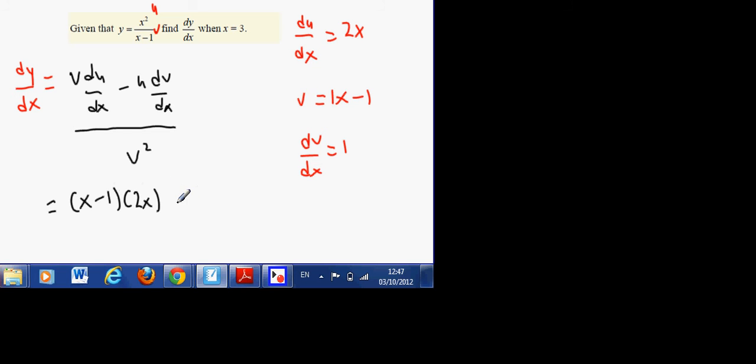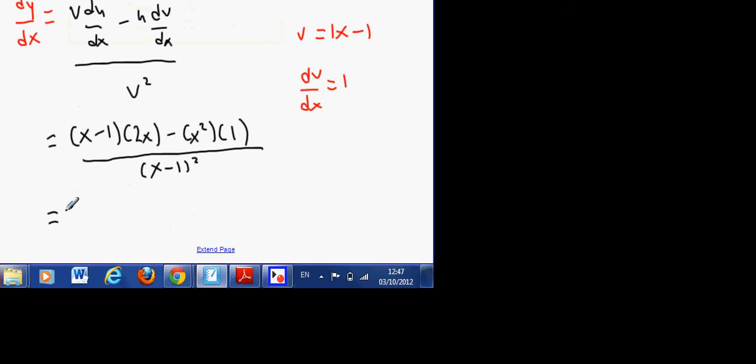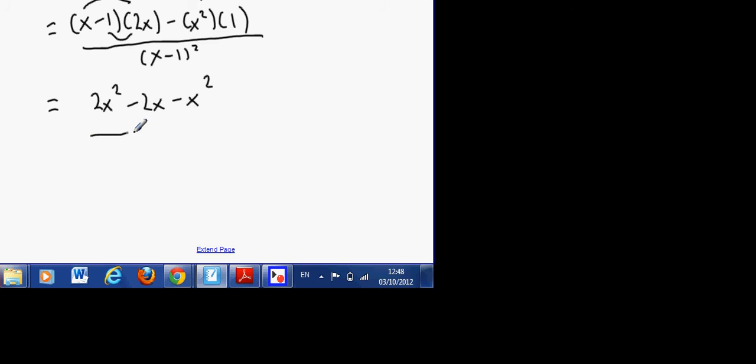U is x squared, and the v dx is 1, all divided by v squared, which is x minus 1 squared. Okay, now when this happens, you've got to multiply it out. x times 2x is 2x squared. 1 times 2x is minus 2x. 1 times x squared gives you minus x squared. And this is all over x minus 1 squared.